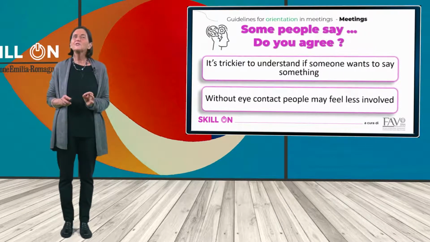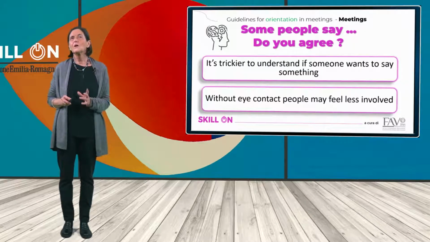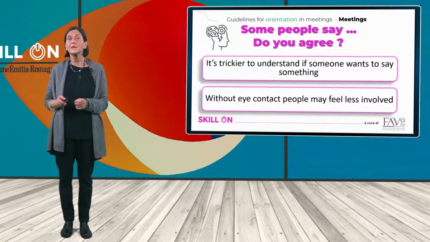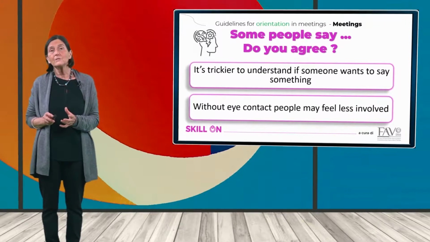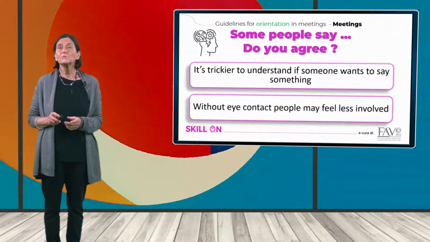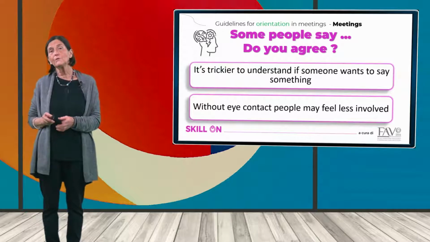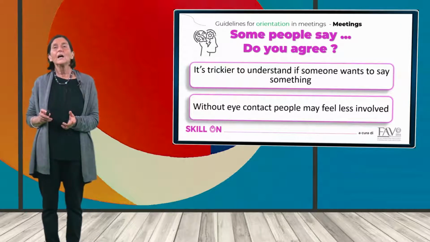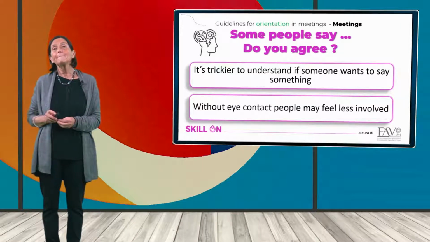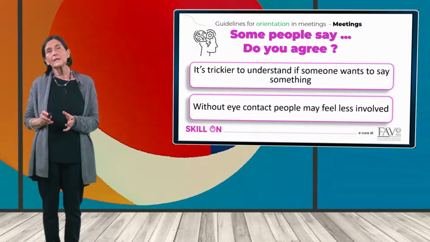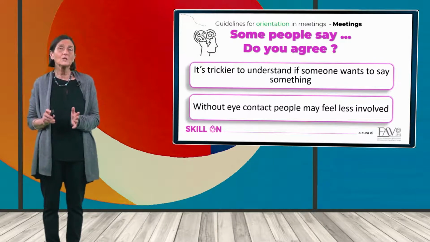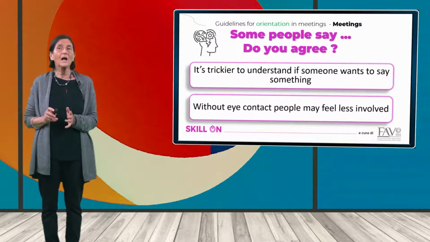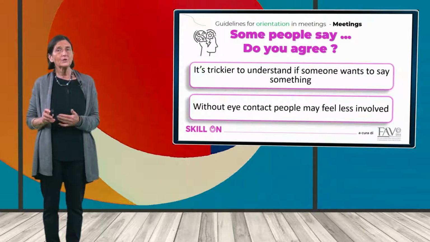Third point, it's trickier, meaning more difficult, to understand if someone wants to say something as well. So if you're the person managing the meeting, controlling the meeting, how do you know if somebody else wants to speak? So again, you're going to need to check in with all the tools that you have available, the chat and raising hands, etc. Plus, before the meeting begins, you can agree on some common ground rules for the meeting so that everybody knows what is acceptable behaviour and the best way to act in the different situations.